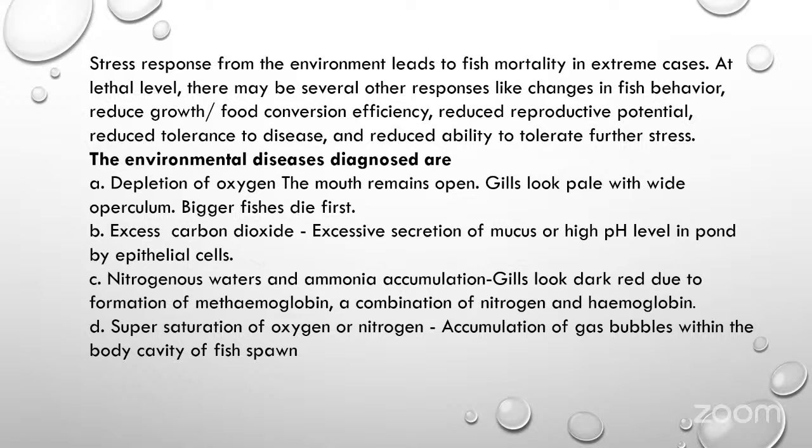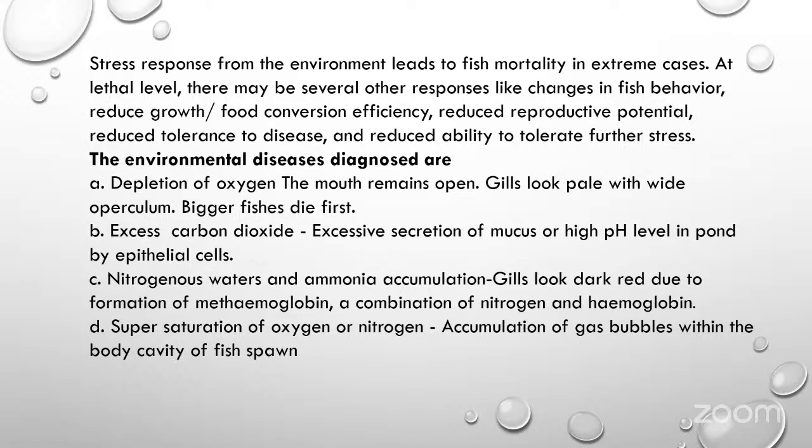First is depletion of oxygen. The mouth remains open. Gills look pale with wide operculum. Bigger fishes die first. Excess carbon dioxide. So if carbon dioxide is in excess, what happens? Excessive secretion of mucus by epithelial cells, or high pH level in the pond. So if oxygen levels are low, what are the symptoms? Mouth remains open, gills look pale, and operculum is wide open. If the carbon dioxide levels are more, excessive secretion of mucus by epithelial cells, or high pH level in the pond.